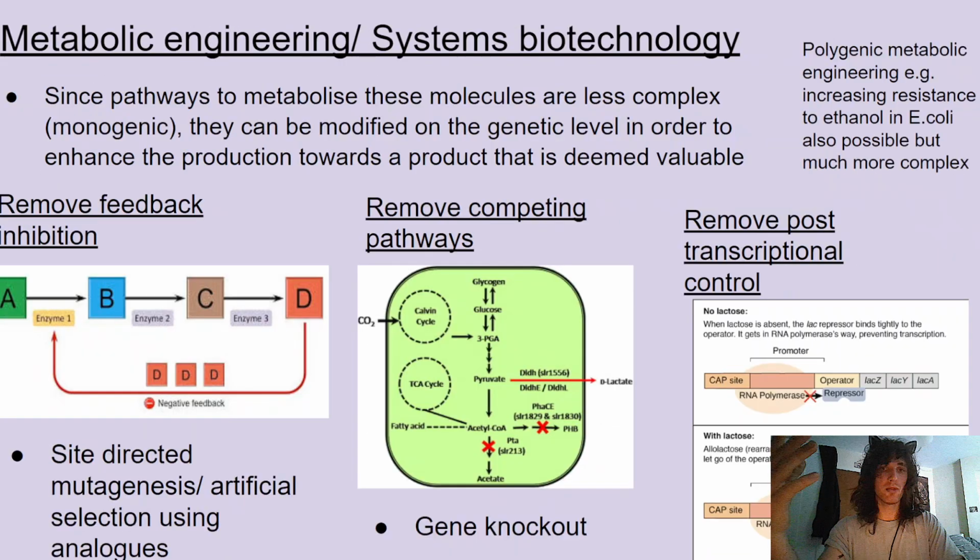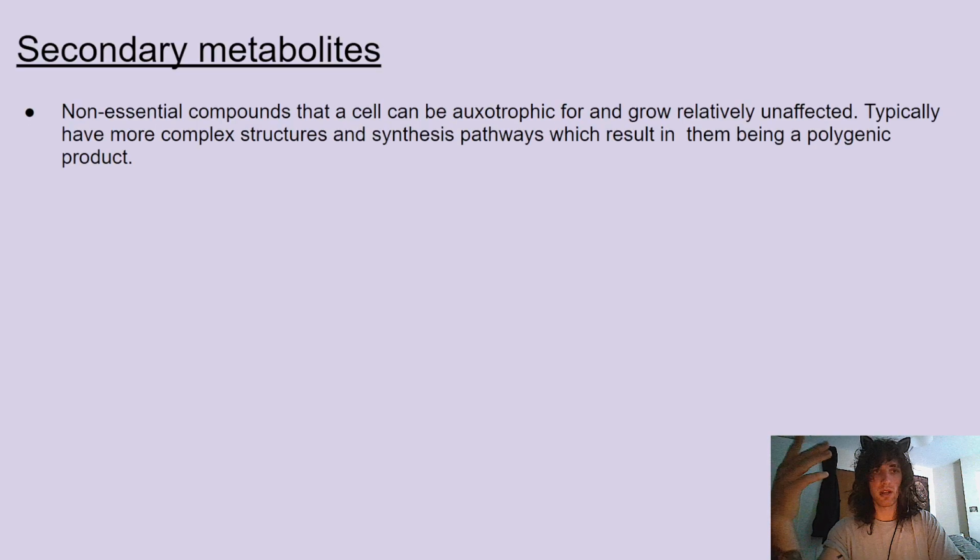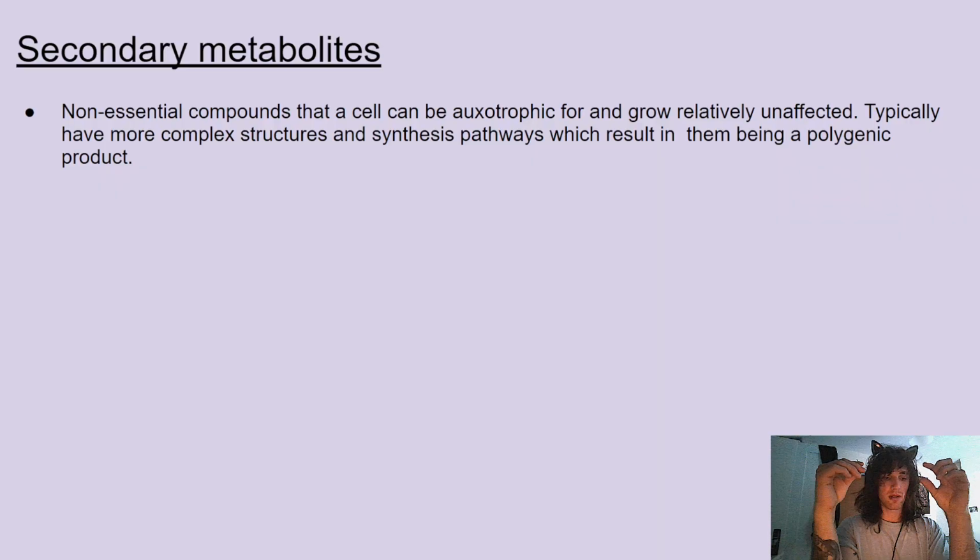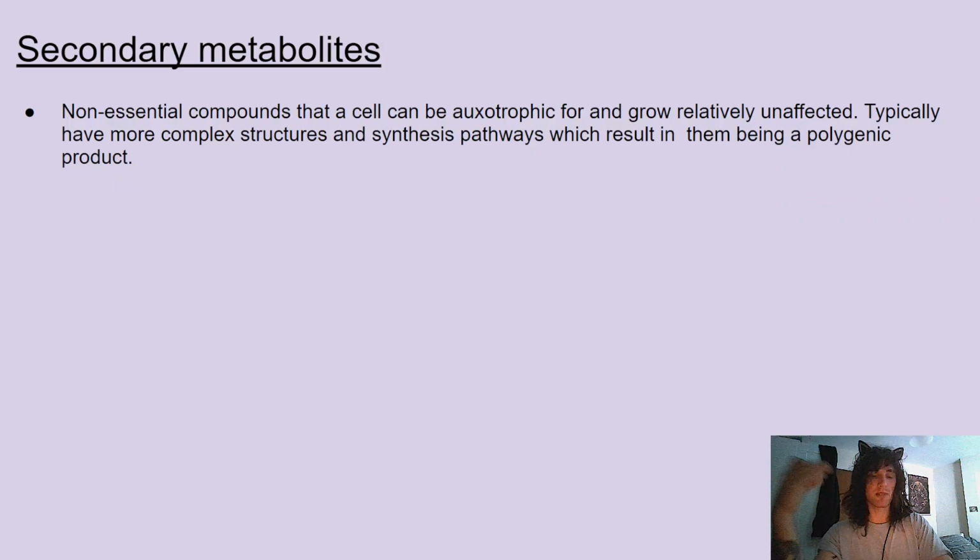So that was all our primary metabolites. Now, secondary metabolites are the non-essential compounds that a cell can be auxotrophic for. What do I mean by auxotrophic? Is we knock out a gene that codes for the enzyme needed to make that product, right? And if this was a primary metabolite, the cell can't be auxotrophic for that because it needs that metabolite. But since it's a secondary metabolite, it doesn't really need it. It can be auxotrophic for it. It doesn't need to produce it naturally.